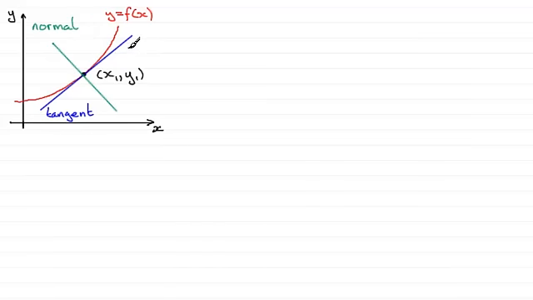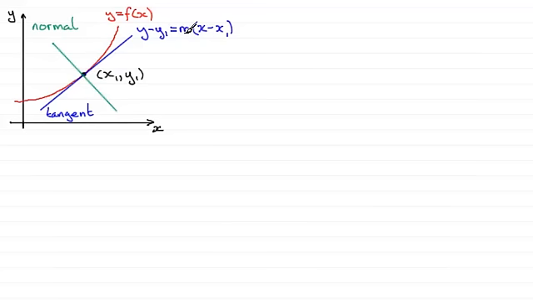Now, when it comes to working out the equations of these lines, we should be familiar with the fact that any line has the form y minus y1 equals the gradient m multiplied by x minus x1, where x1, y1 represent a point on the line, and it will be this point here. And as I say, m is the gradient.